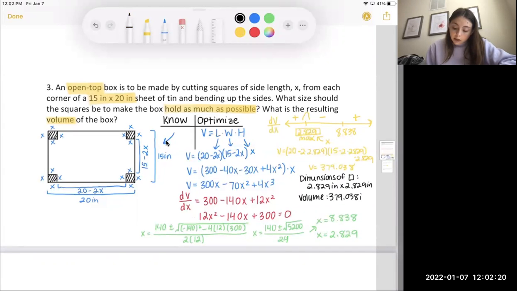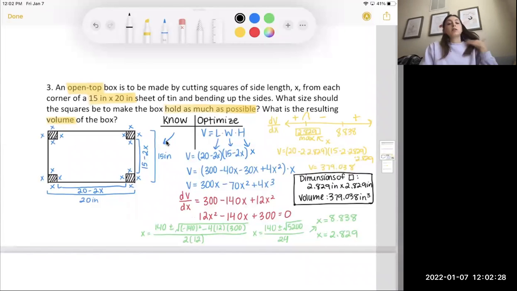So the volume is 379.038 inches cubed. Please do not forget the units. That's important. And they gave us inches for this, so don't forget your inches cubed, okay? So that's how we do a problem like this. So this one is really good, important for you to study.